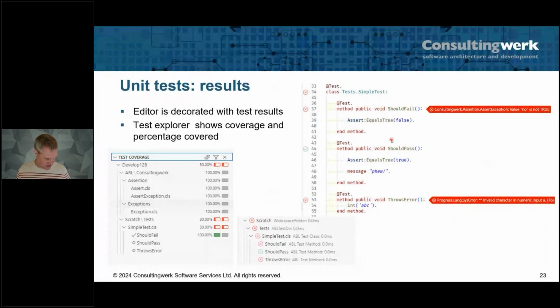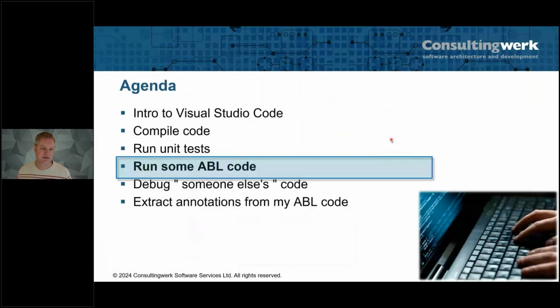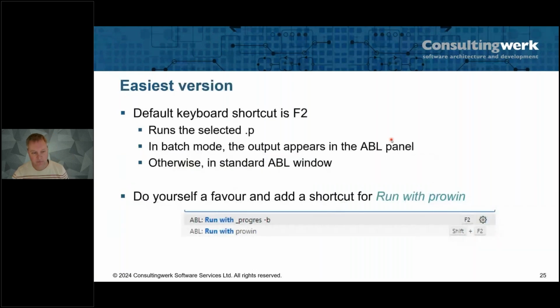Unit tests first. The second thing is we're going to run some code, right? So unit tests are great, but we want to test our stuff. So how do we run code in this environment? The simplest version is F2. There's a couple of run things. The simplest version is just F2. Runs the selected .p in batch mode, and it just dumps output into the ABL panel.